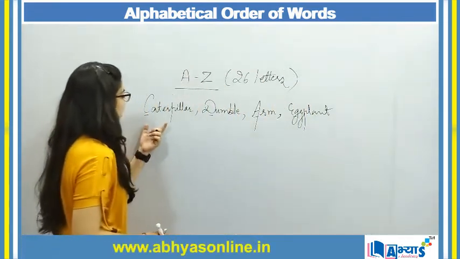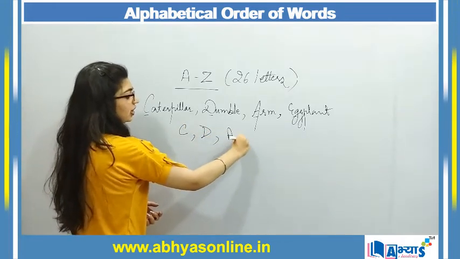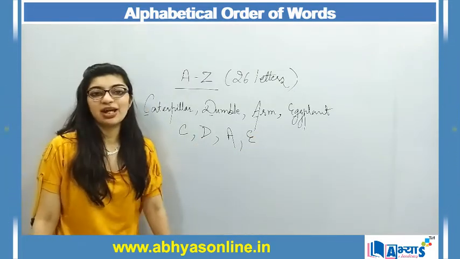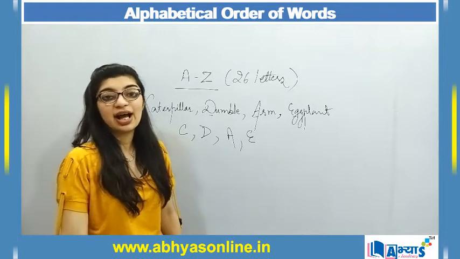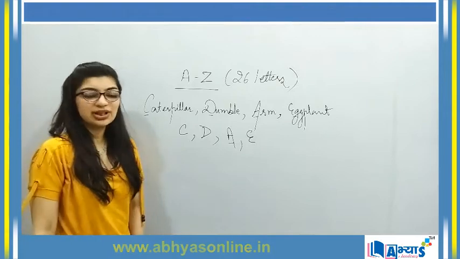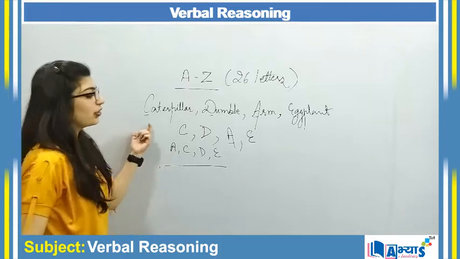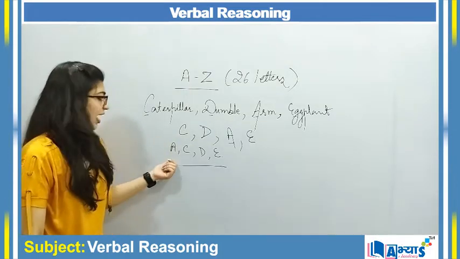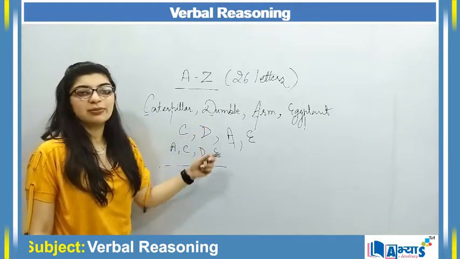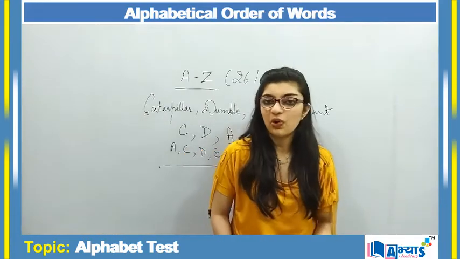Now over here I can see that caterpillar begins with C, dumbbell begins with D, arm begins with A, and eggplant begins with E. So out of C, D, A and E, we have to think which letter arises first in the alphabet order. We know that the alphabet series begins with A, followed by C, then D, and then E, and this is how you're going to arrange these words. See, A corresponds to arm, C corresponds to caterpillar, D corresponds to dumbbell, and E corresponds to eggplant, and this is how you're going to arrange the words in a proper order.